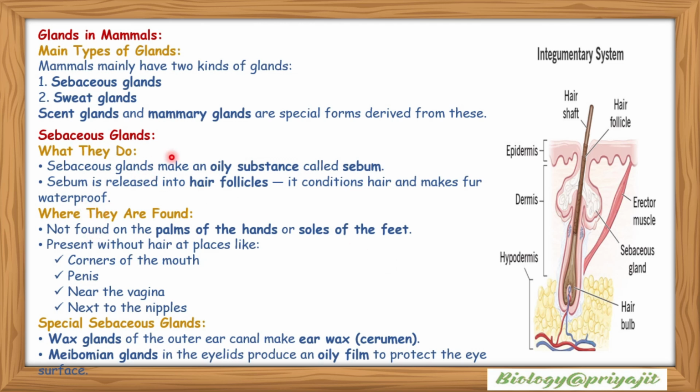Where they are found: not found on the palms of the hand or soles of the feet. They are present without hair at places like the corners of the mouth, penis, near the vagina, next to the nipples. Special sebaceous glands, wax glands of the outer ear, make ear wax or cerumen. Meibomian glands in the eyelids produce an oily film to protect the eye surface.